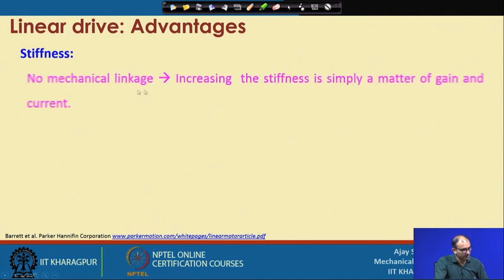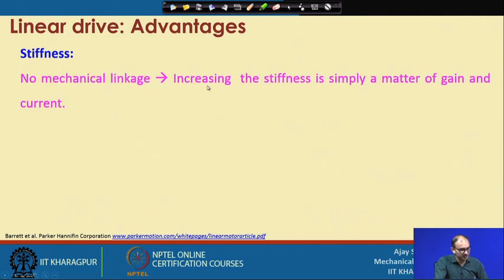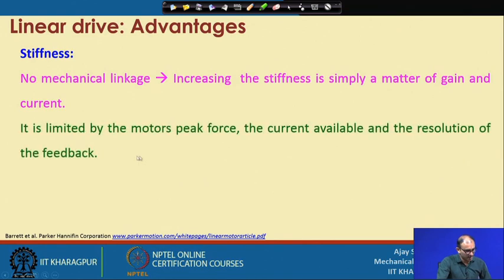Right? Stiffness, because no mechanical linkage is there. So, it is a matter of the gain and the current. So, how much is the current you are supplying, and depending on that you can get the stiffness of the motor, and it is limited by the motor peak force and the current available and the resolution of the feedback. Because if you want to make it more and more stiff, then what is going to happen, that you have to sacrifice with the resolution, because then your weight will be very high, inertia forces will create a problem at the later stage.